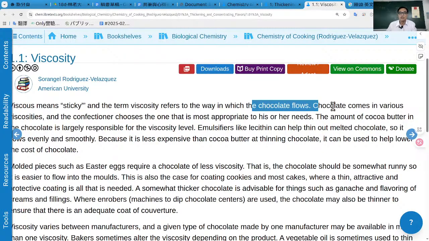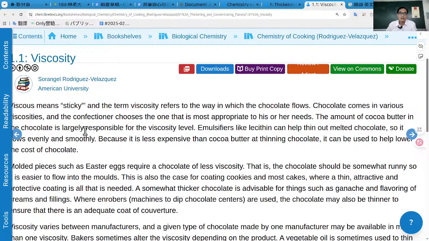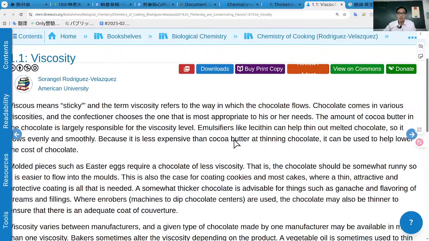Which the chocolate flows. Chocolate comes in various viscosities, because the main composition in chocolate is lipid, or we call it fat. It depends on the definition. And the confectioner chooses the one that is most appropriate to his or her needs. Sure, the higher the purity of the chocolate, the higher the price. It depends on your choice, or how much you want to pay. The amount of cocoa butter in the chocolate is largely responsible for the viscosity level.